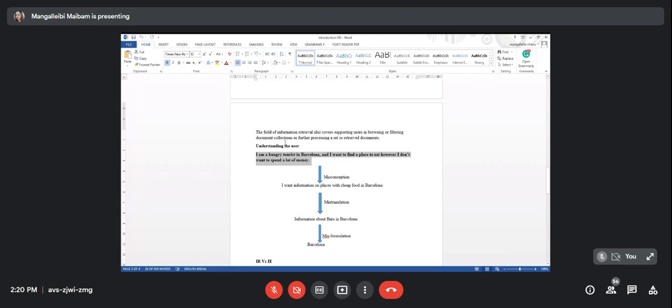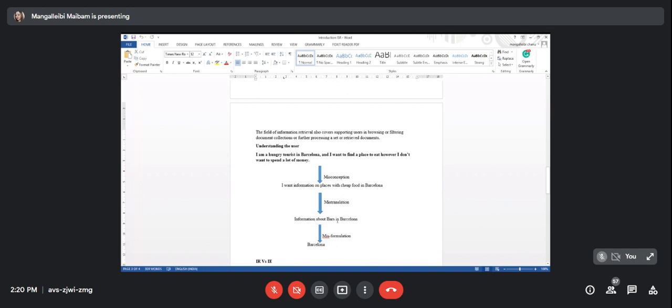But if your concept is wrong, a misconception, then it gives a result like this: I want information on places with cheap food in Barcelona. And if this statement is again mistranslated, then the information retrieved can be like this: information about bars in Barcelona.